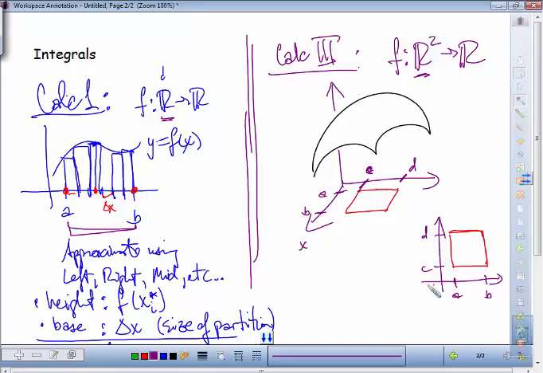And this is the easiest one right now, and later on we'll talk about trying to find integrals over more complicated regions. So right now this is the region that we're looking at. Sometimes they call this D for domain.